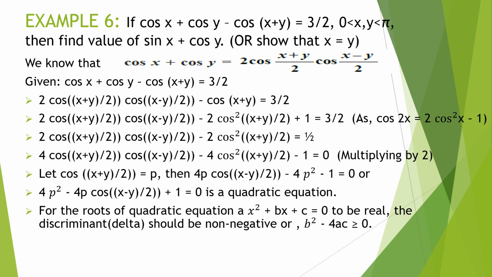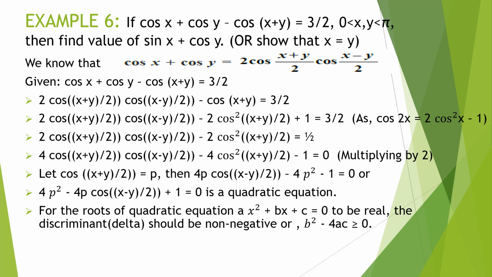So now this equation, on simplification, we get 2 cos((x+y)/2) into cos((x−y)/2) minus 2 cos²((x+y)/2) is equal to 3/2 minus 1, which is half. Remember, to convert our angle x+y into (x+y)/2, we have used this formula so that we get it in the same terms. So now what you have is 4 cos((x+y)/2) into cos((x−y)/2) minus 4 cos²((x+y)/2) minus 1 equal to 0.